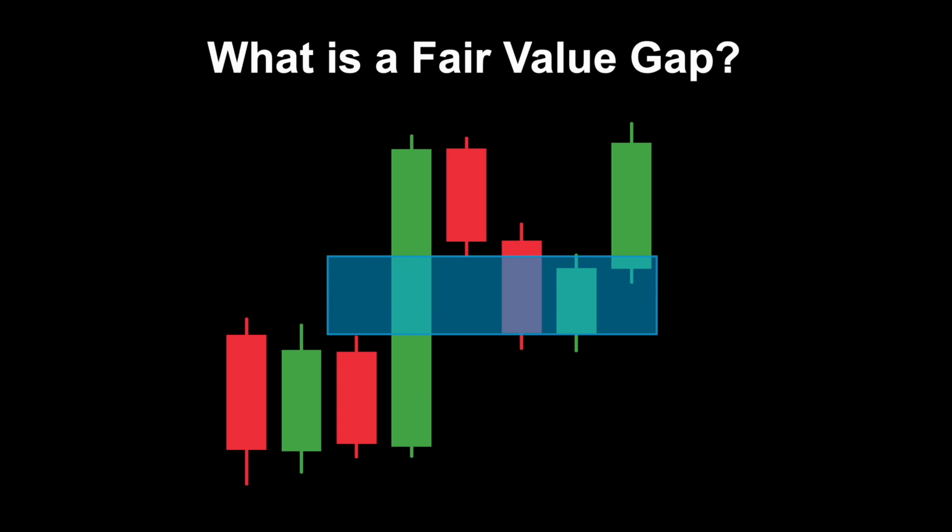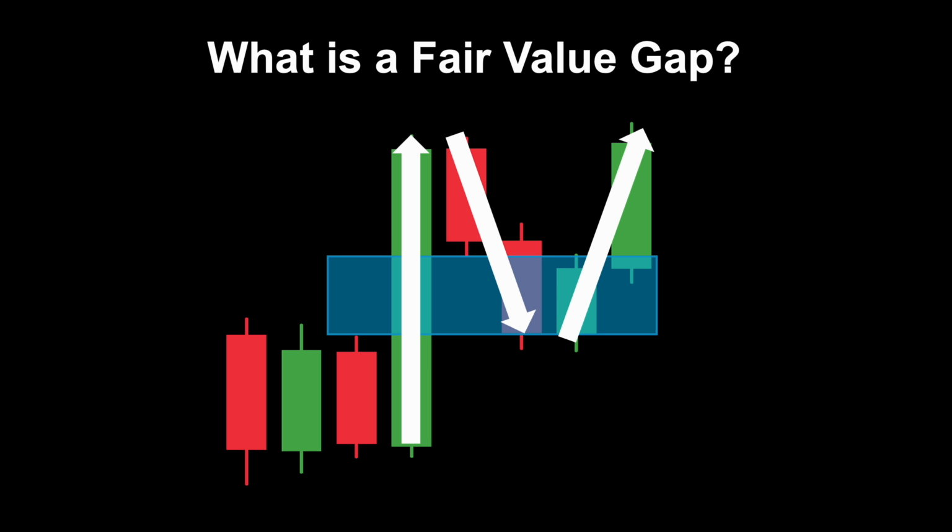You see this blue zone. Price made a strong move, came back right into it, and immediately reversed. That is a fair value gap, and once you understand how it works with an order block, you will have the most precise entry in all of smart money concepts.